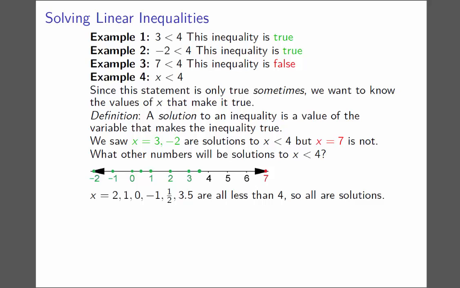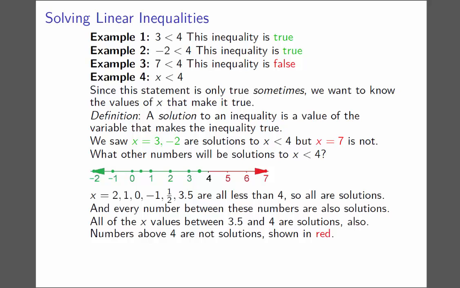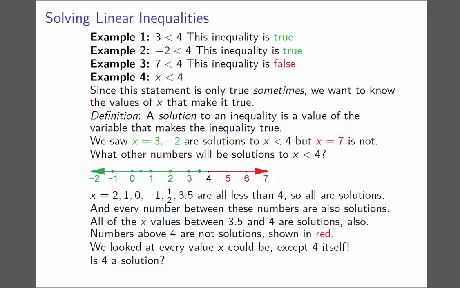We can also see that the numbers 2, 1, 0, -1, a half, 3.5 are all less than 4, so they are all solutions. And every number between these numbers are also solutions. Going further, all the values of x between 3.5 and 4 are solutions also, and all the numbers above 4 are not solutions, shown in red. So we looked at every value x could be except 4 itself. Is 4 a solution? Since x equals 4 and x is not less than 4, x equals 4 is not a solution to the inequality x is less than 4.